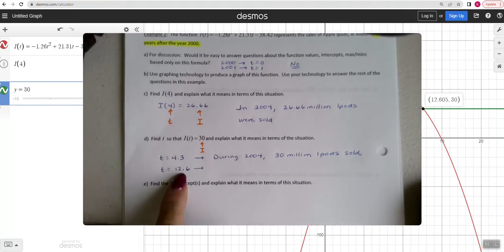Here again, this would be during the year 2012, right? 12 years after 2000.